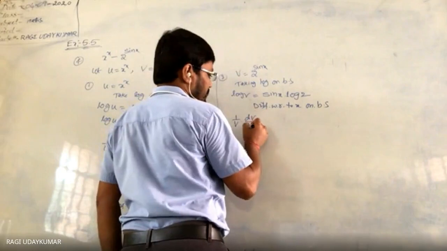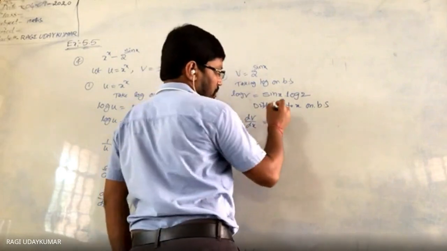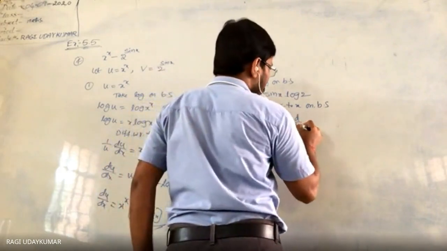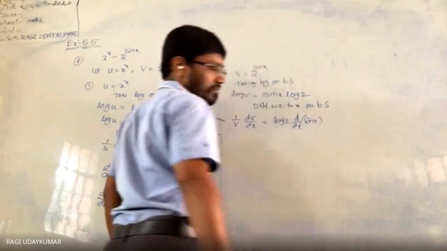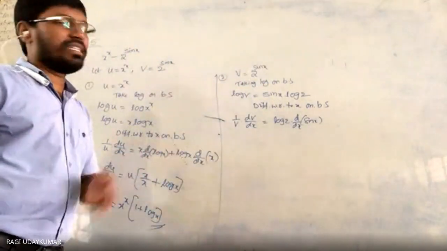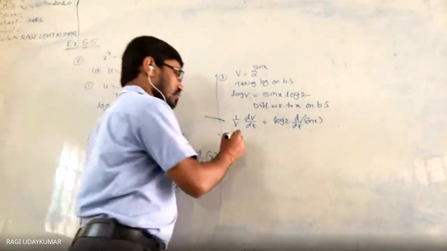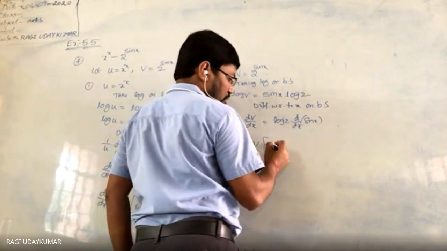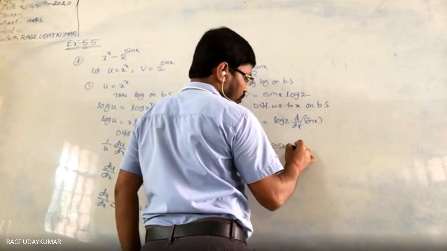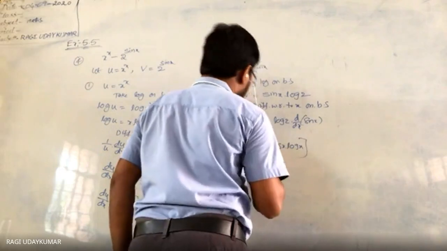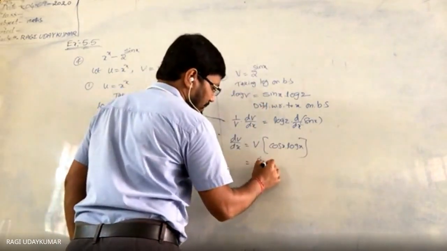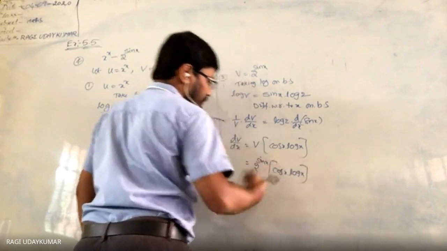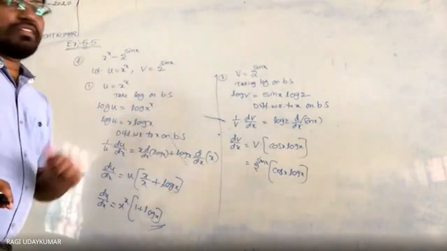1 by v dv by dx is equal to, logarithm of 2 is a constant, only you have to do the sine differentiation. UV method is not needed, because it is not a product of two different functions. So dv by dx is equal to the differentiation of sin x, which is cos x. So cos x into log 2, and the v value you substitute, 2 power sin x into cos x into log 2. The differentiation of both has to be found.